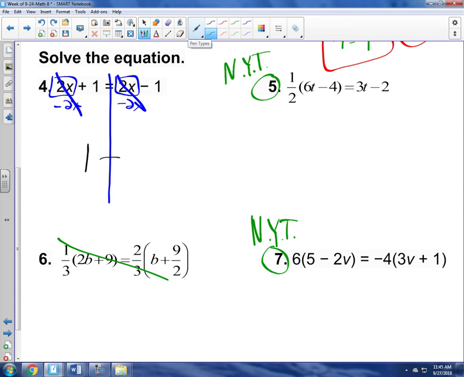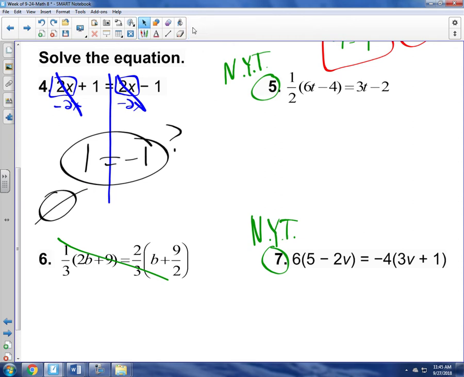I have +1 is equal to -1. Is this true or is this false? Because this is false, the answer is no solution. You can write out the words no solution, or you can just put that little symbol there, which means null, which means nothing. There isn't anything. And it doesn't mean the solution's 0. So pause the video, try 5 and 7, and then I want to show you one more thing that's important. You'll put it in the margin.